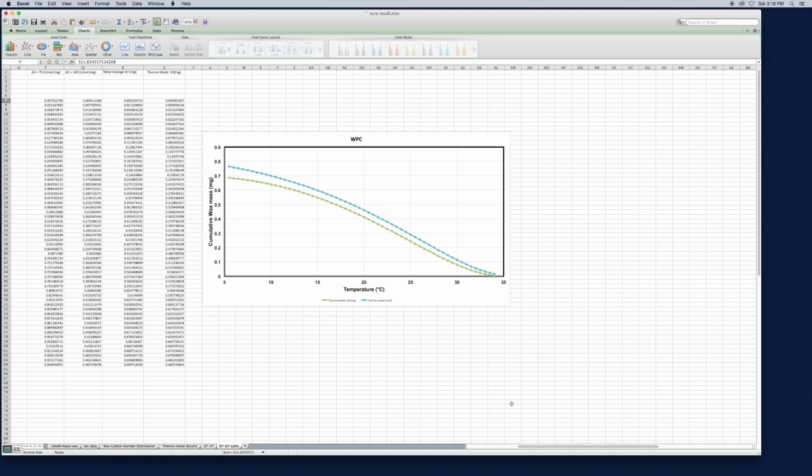In the chart, the blue curve shows the theoretical wax precipitation curve generated by the thermodynamic model, and the green curve shows the wax precipitation curve generated after improving DSC data. Now, combining the data from thermodynamic model, the wax precipitation curve looks more similar to the theoretical wax precipitation curve.